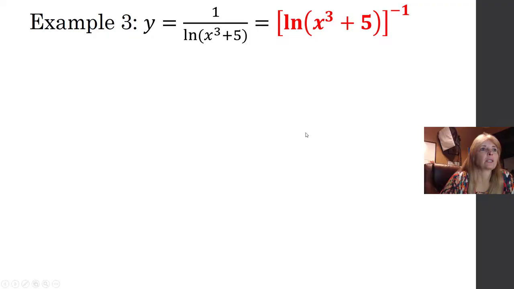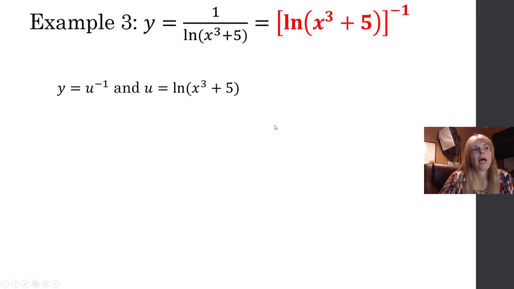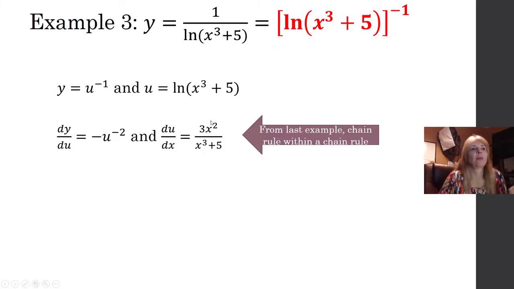All right, here's another example. Well, I could rewrite this by bringing this whole piece up top. And now I see all of this is my inside function raised to the -1 power. And we just actually found this derivative on the last example. So in other words, this is actually a chain rule within a chain rule within a chain rule. Because I see x cubed plus 5, I see ln of something, and I see something to the -1 power. We actually did this example on the last slide, okay?